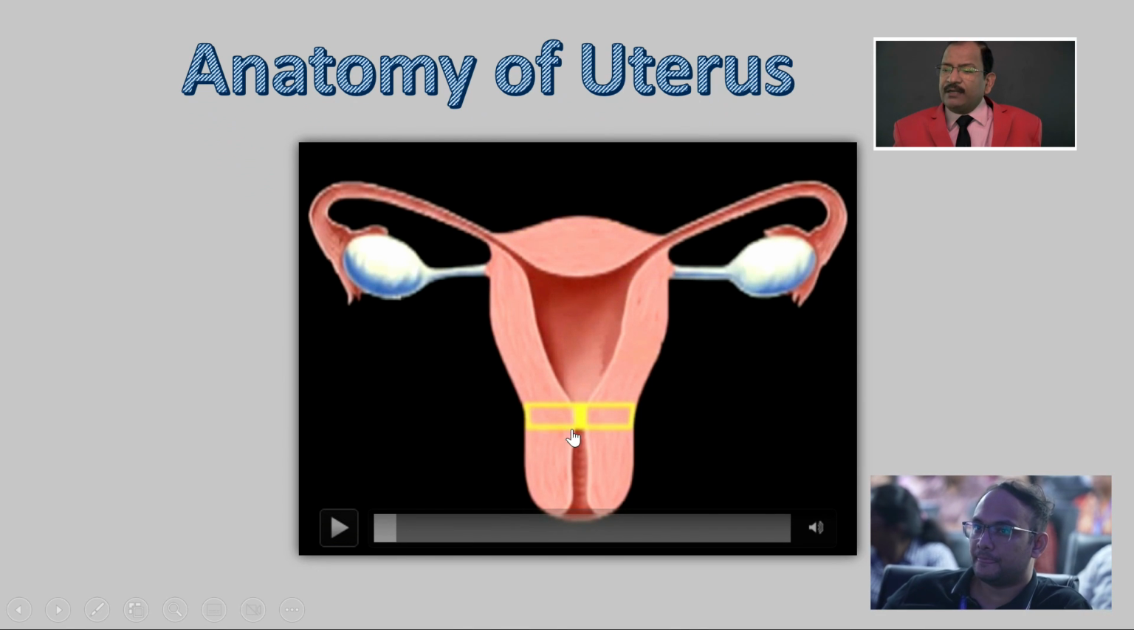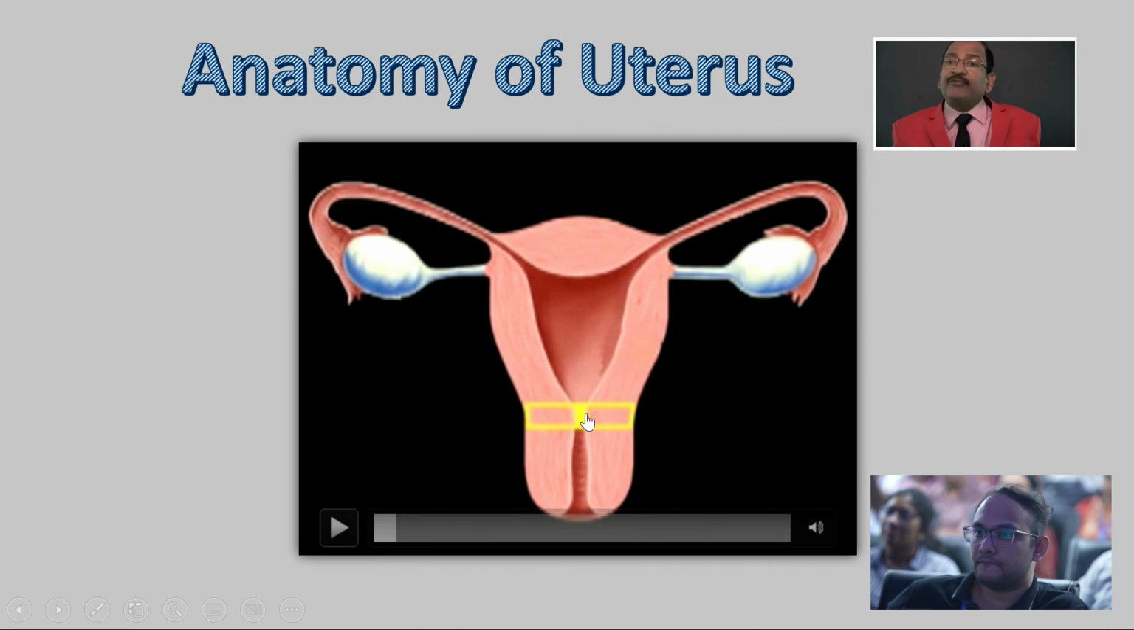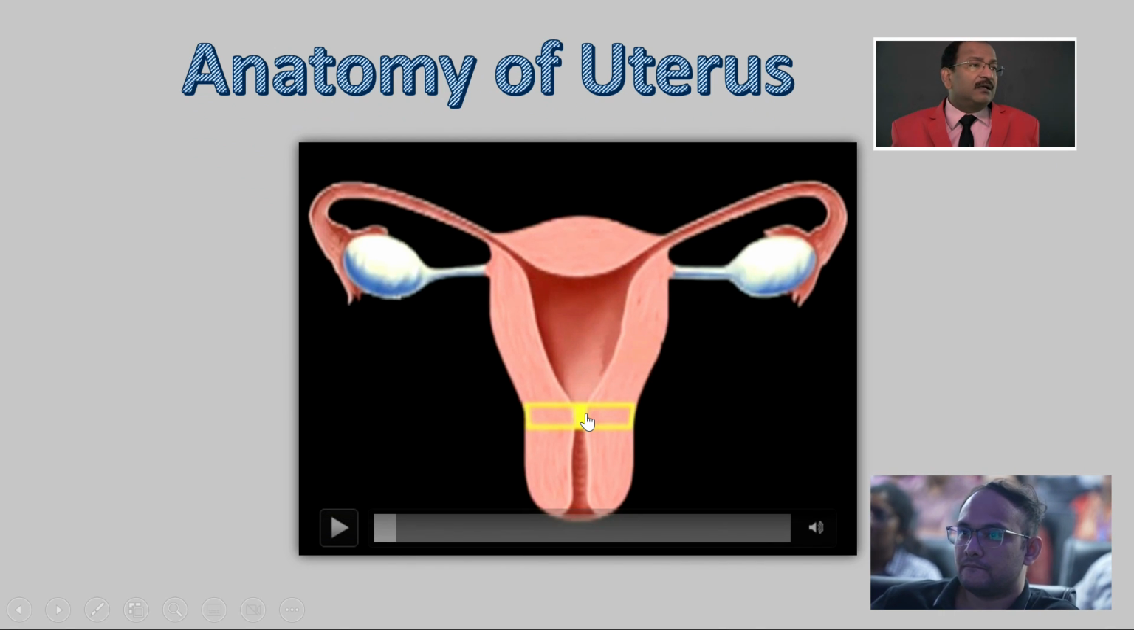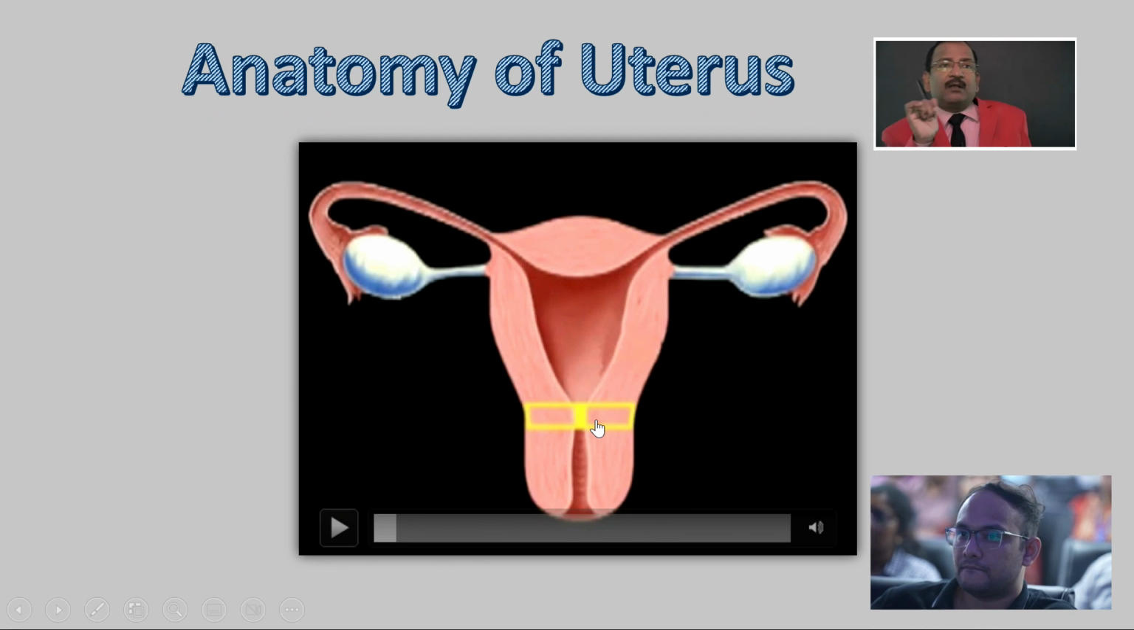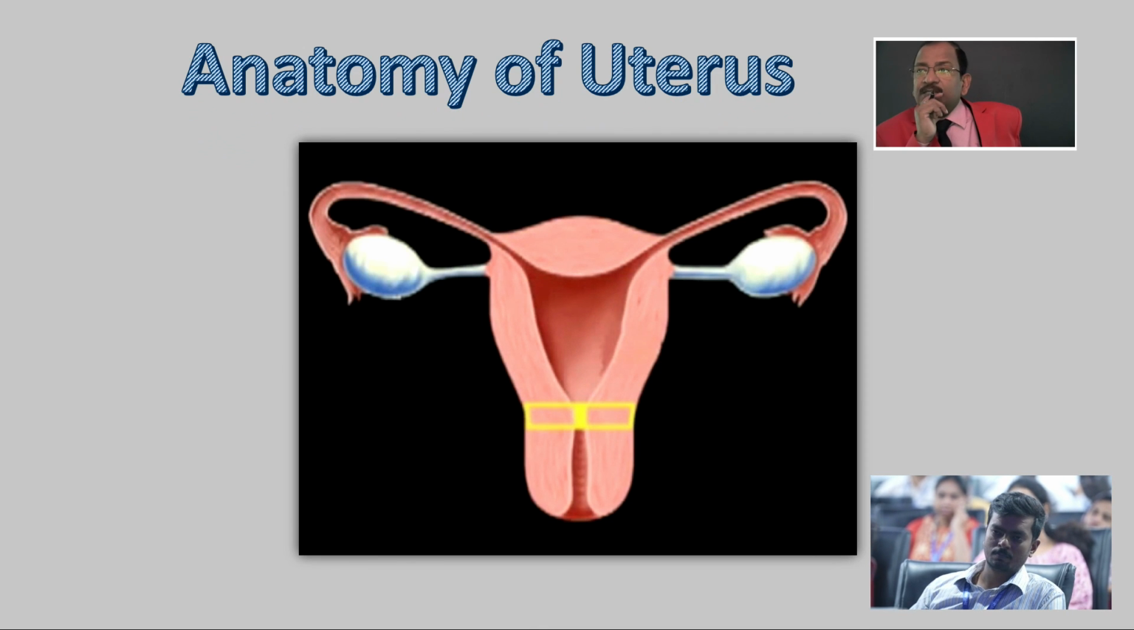Most difficult part is the internal os to enter, because that has resistance and most of the time we confuse internal os with the fundus, and that is how we perforate the uterus, especially in the long cervix. So, most hysteroscopist gynecologists should be advised in the beginning to enter into the uterus with the 0-degree telescope, because 0-degree telescope will show you black hole.